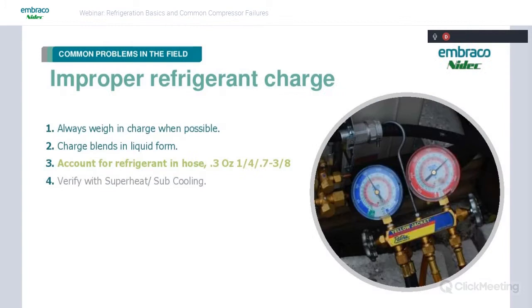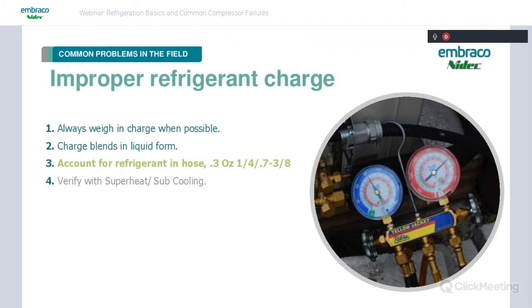Then we see improper refrigerant charges. We always want to weigh in the charge whenever possible. It's basically mandatory with these very small systems that have really tiny charges. If we're using a blend, we need to charge that in liquid form so we don't fractionate the blend, because you can actually get more of one molecule than the other, and then you don't know what you have in there. The system's not working correctly because the blend is not at the right ratio.